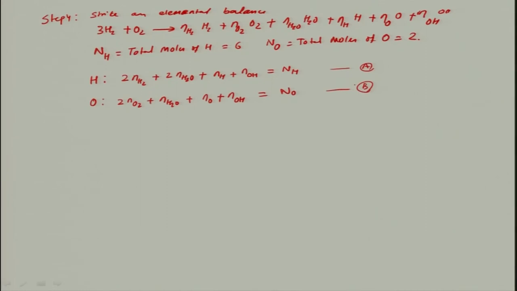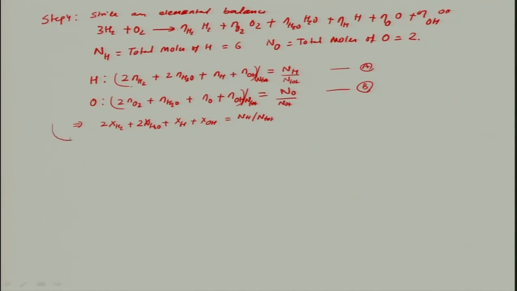Should I divide? What I will get if I divide? That means NH by NO I know, and then I will find it, but these are in the moles, but I need to express in terms of mole fraction. So what I will have to do, I will have to divide this equation with N total, total number of moles, right. And if I divide by this all together, N total divided by N total, what I will get? I will get 2xS2 plus 2x water plus xH plus xOH is equal to NH by N total.